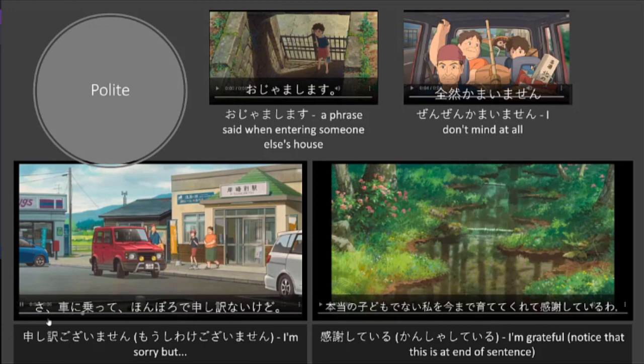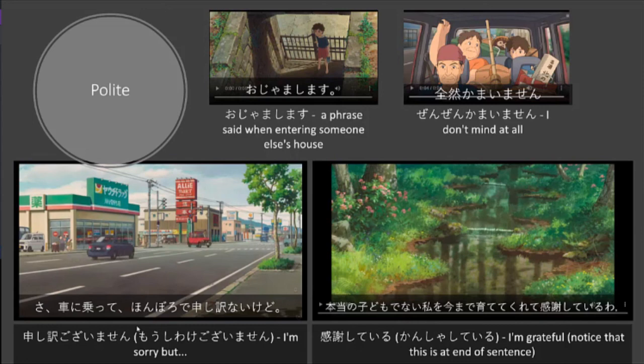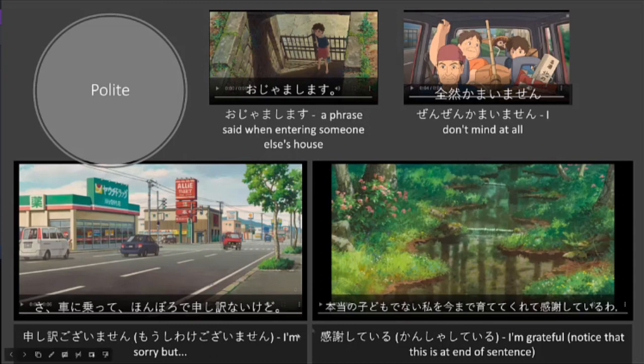Got this sentence again. さあ、車に乗って。ホンボロで申し訳ないけど。 Honboro, by the way, which I didn't mention last time, is kind of old, kind of scrappy. He's referring to his car being a bit of a wreck. Moshiwake nai is like, I'm sorry, I apologize. You might hear this in a polite situation, like a phone call with an operator when you're trying to book holiday flights, and the person helping you says, moshiwake gozaimasen. Like, I'm sorry, but we haven't got any flights available. So moshiwake gozaimasen is a polite way of saying sorry. Gozaimasen is used in very polite situations, but you wouldn't use it all the time. So just be careful with that.